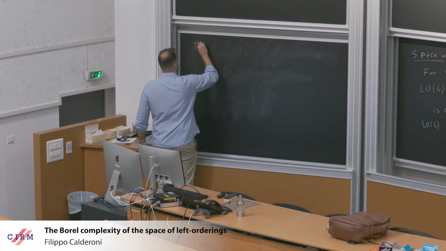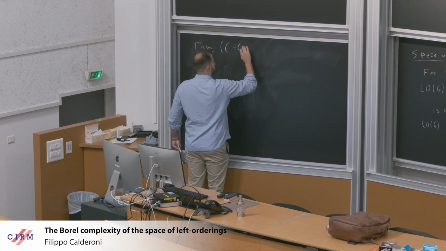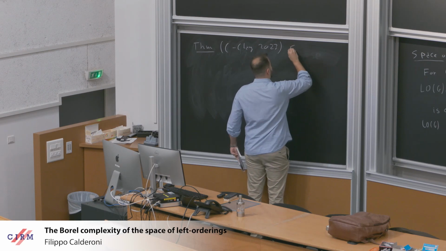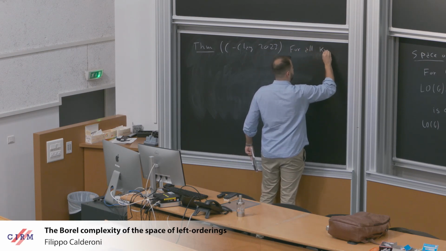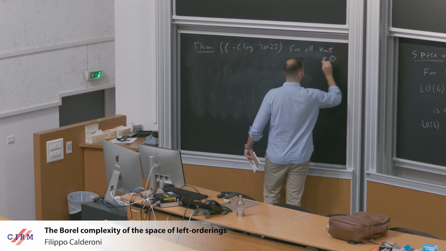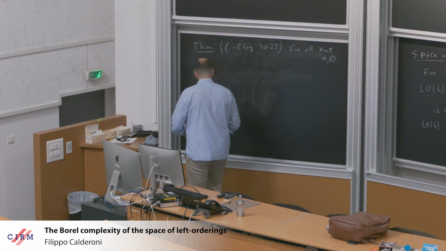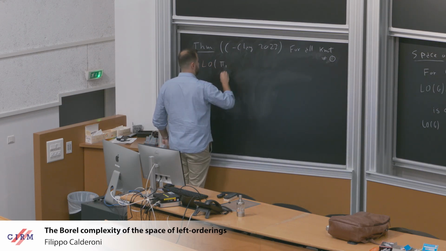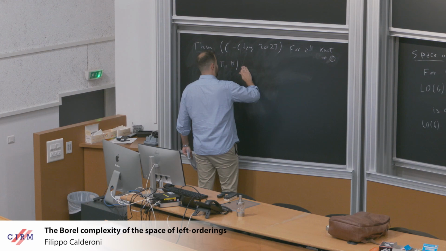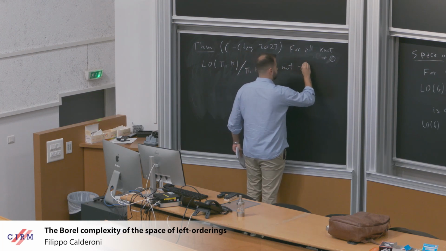So here the theorem is, this again 2023: for all knots which are non-trivial, which are different from the unknot, which is just the circle, no knot, LO of pi 1 K mod pi 1 K is not standard.